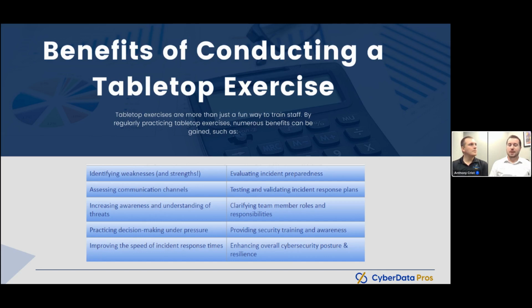As well as testing and validating these plans, like we mentioned, and how you'd respond, increasing awareness and understanding of threats, really taking into account feasible and realistic threats that might arise, and getting people to buy in and think about things that maybe they've never thought about. What would we do if this occurred, if we got hit by ransomware, or we have physical servers that were wiped out by a natural disaster, as well as clarifying team member roles and responsibilities.